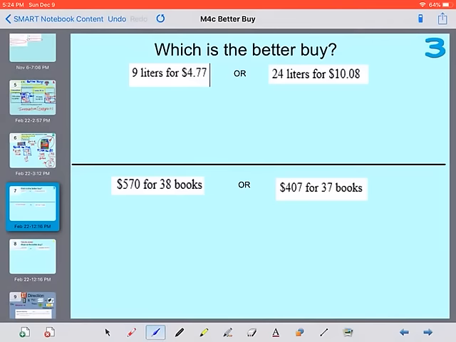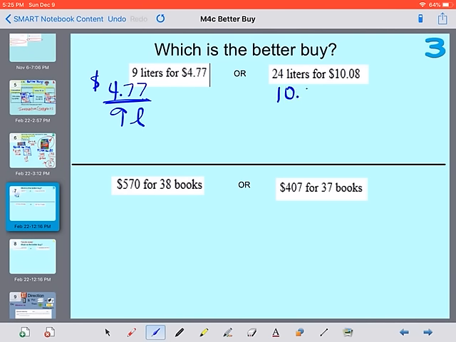Maybe we're buying pop. We get 9 liters of pop for $4.77 or 24 liters for $10.08. Maybe it's gas. I don't know, it doesn't tell us what it is, but we need to figure out which is the better buy. We'll always put the price on the top, $4.77 per means divided by 9 liters. I'm going to use L for liters.